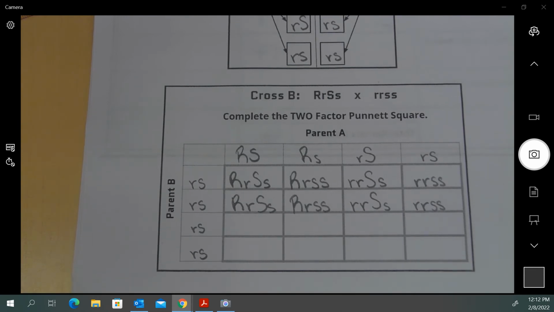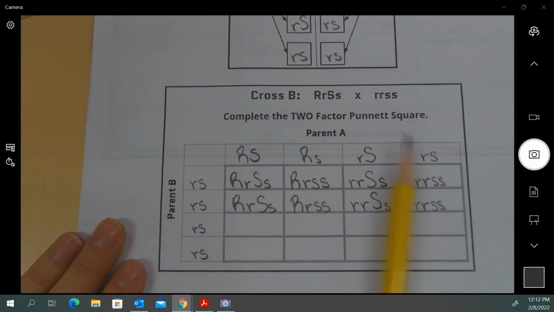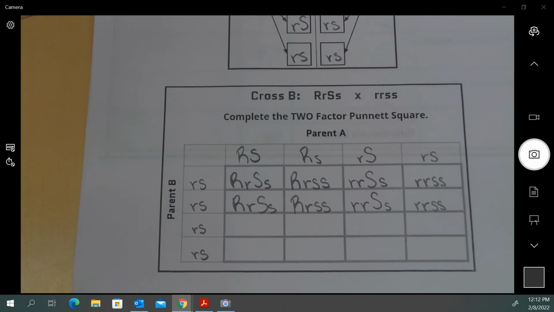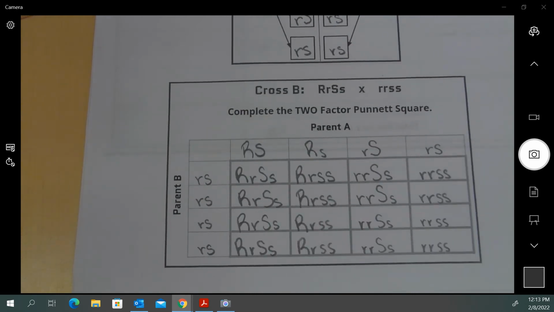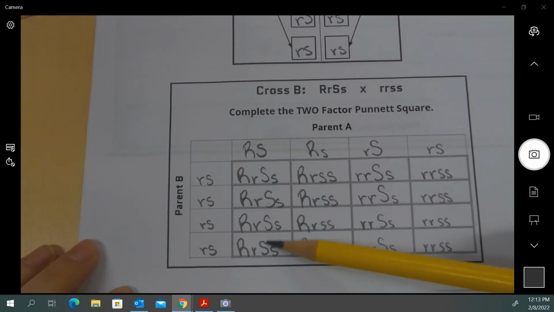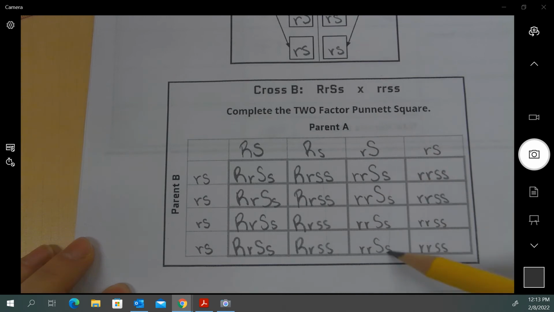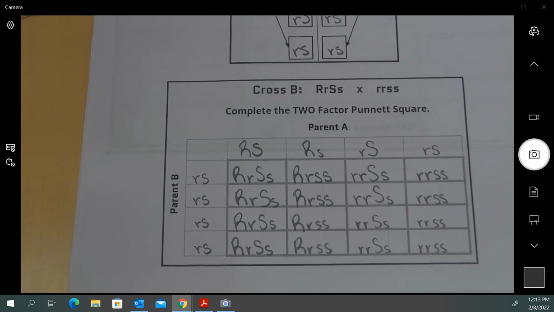I'm going to switch over to my other view so that you can see what this completed two-factor Punnett square is going to look like. All right, now that I've completed the Punnett square, you're going to notice from this second cross that you're going to have almost everything the same up and down or side to side, depending on how you set yours up. So all of these were the same, all of these were the same, these were all the same, and these were all the same.